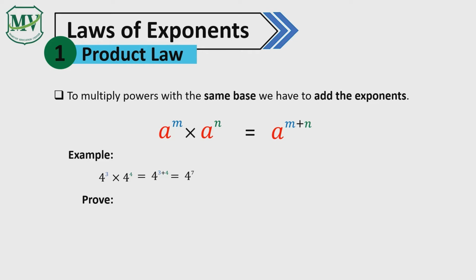Let's prove our answer. Expanding 4 cubed multiplied by 4 raised to the power of 4, we will have 4 times 4 times 4, open and close parentheses, multiplied by 4 times 4 times 4 times 4, open and close parentheses. We have seven 4s multiplied with each other, and we can shorten that by writing 4 raised to the power of 7.